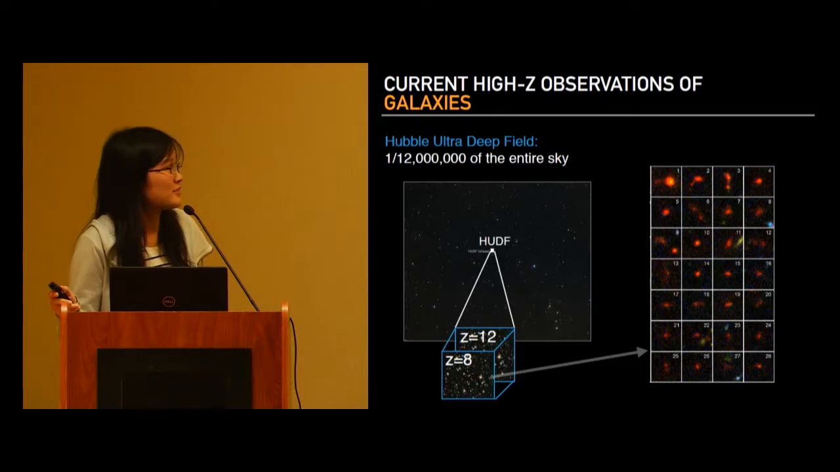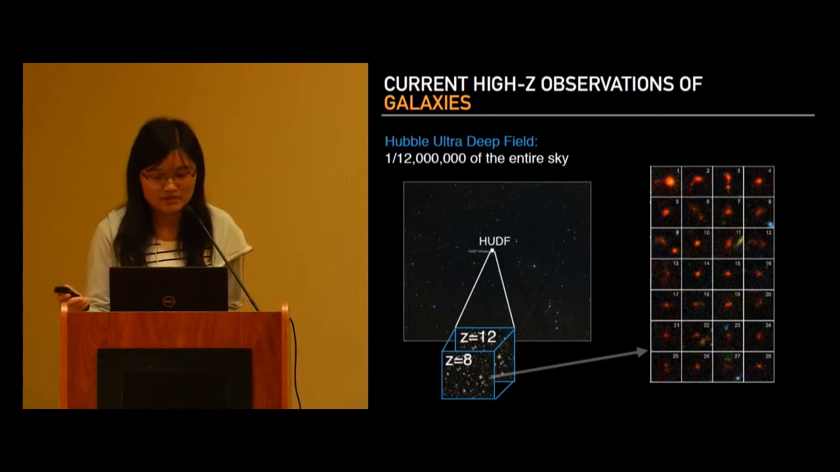Our current observation of high redshift galaxies is actually quite limited. Here's a bunch of images we get from the Hubble Ultra Deep Field. They are very faint and clumpy objects that we obtained from staring at a small patch of the sky deep enough. So our current observation is limited by the small volume of the survey.